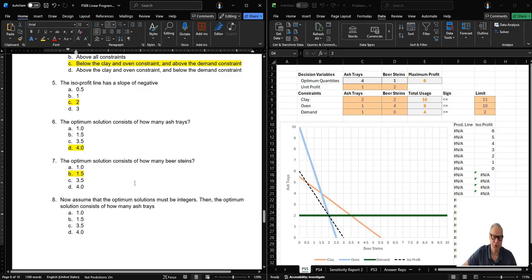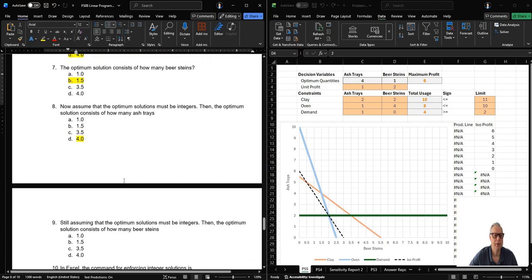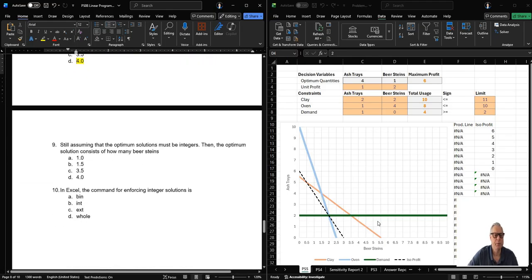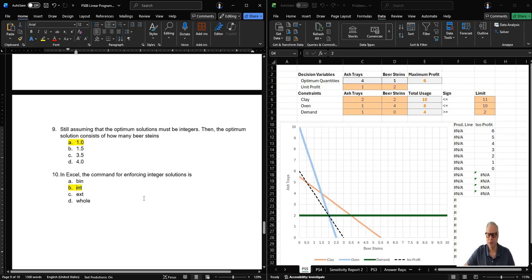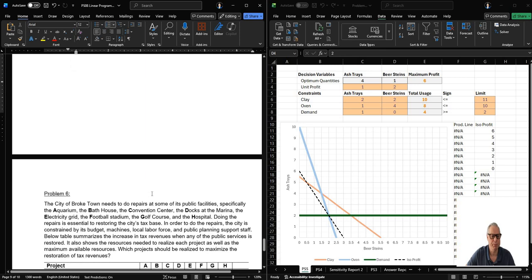So, because now the question is what about the integer solution? So now assume that the optimum solutions must be integers. Then the optimum solution consists of how many ashtrays? Well, that's still 4. And then the optimum solution consists of how many beer steins? So that's 1. And in Excel, the command for enforcing integer solutions is integers. Okay, so that's the problem set to integer solutions.